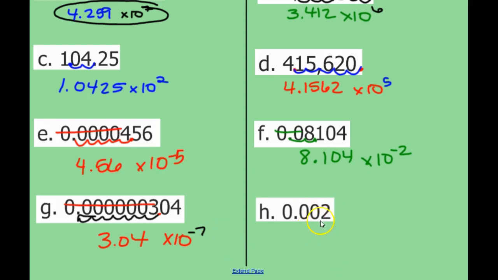Last one. If I put it here, that's 0.2. That's not between 1 and 10. I need to move it back here, so that's 2.0. And we're dividing by 10 1, 2, 3 times, so it's a negative 3.